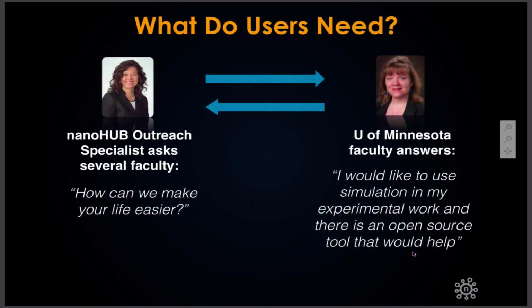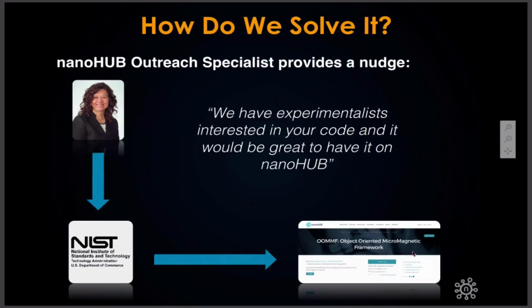Well, Tanya jumped on that, Dr. Fulton did. She went to the creators of that open source tool, and that's NIST, the National Institute of Standards and Technology, and contacted them and said, we have experimentalists interested in your code. We'd love to have it on nanoHUB. Again, at nanoHUB, we're very careful to make sure that we don't have a lot of barriers in people's way.